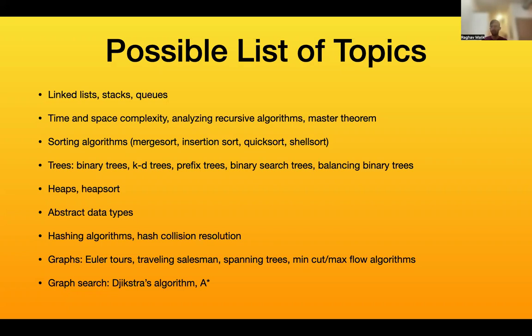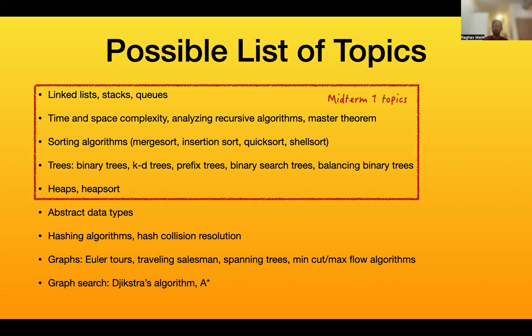Like I said, we'll talk about Euler tours, traveling salesman, spanning trees. We'll talk about graph search. Graph search is actually probably more relevant than all the stuff in that previous bullet, so those might be flipped around. We'll do Dijkstra's and A*. Cool. Midterm one will cover through heap sort, and then we'll start abstract data types after midterm one.